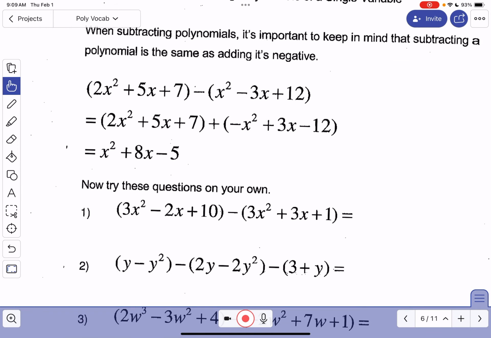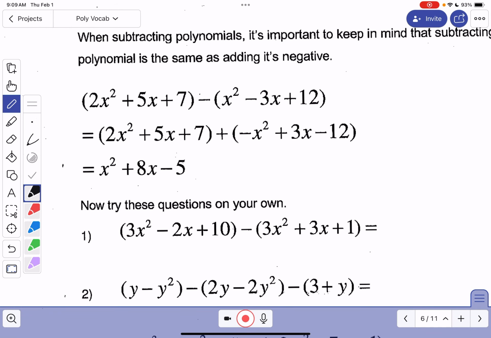If I can zoom here. All right. So this top one has a minus. Then what they really did was they made it plus a negative. So up here they said plus negative, and then distributed that negative to x squared. They distributed the negative to 3x. Negative times negative is positive. And then they distributed it to the 12.